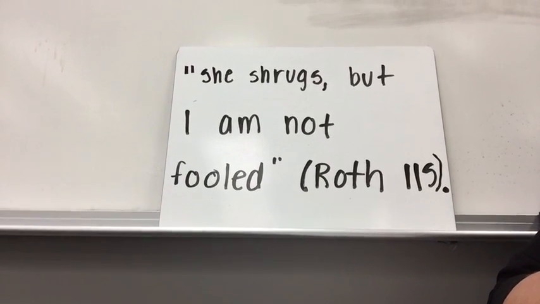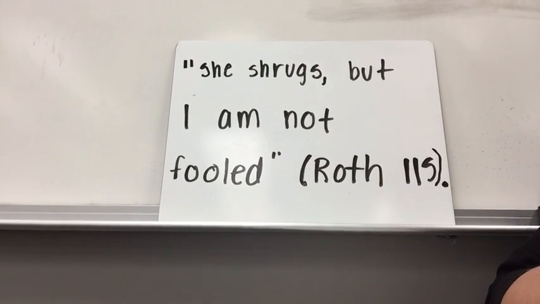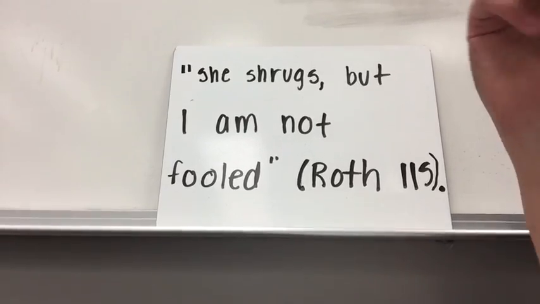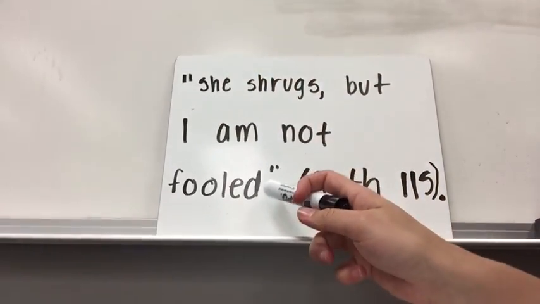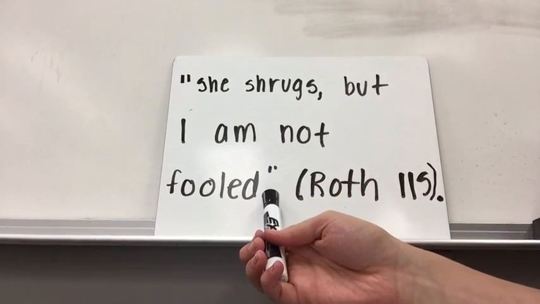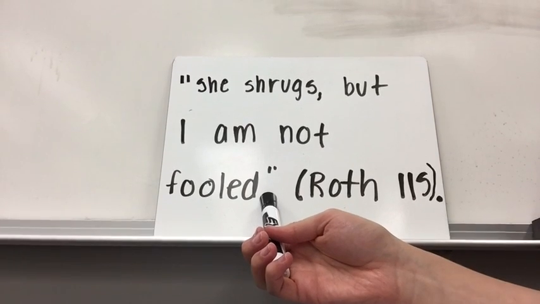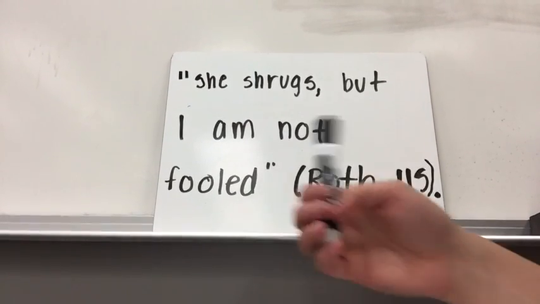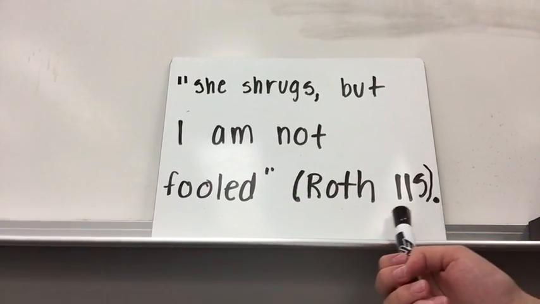The quote is, "She shrugs, but I am not fooled." You'll see that this is marked off with two quotes to show that that's the piece of information gained from the book. You'll note again that the sentence does not end here. We're not done yet. The sentence ends after the citation.